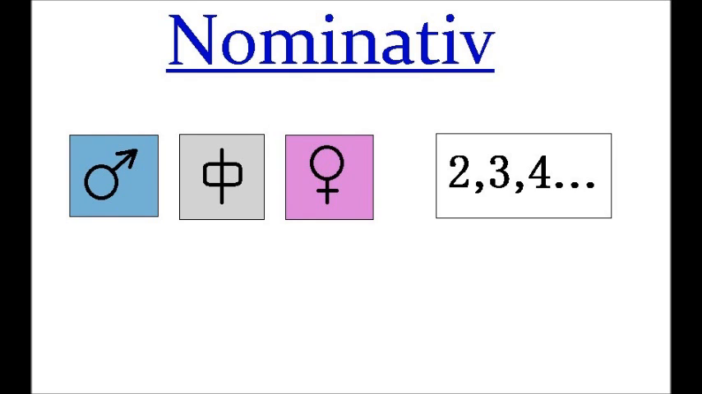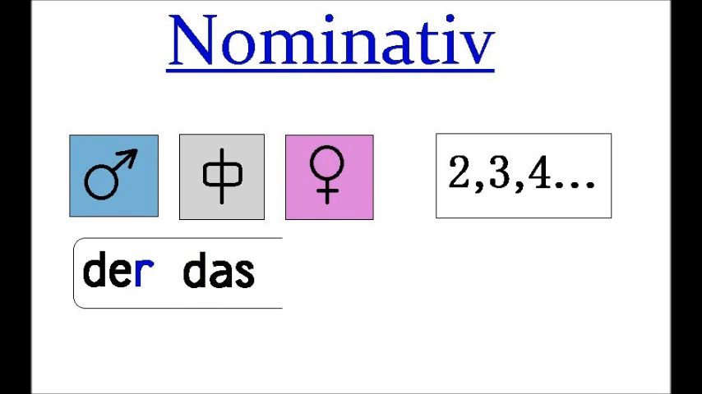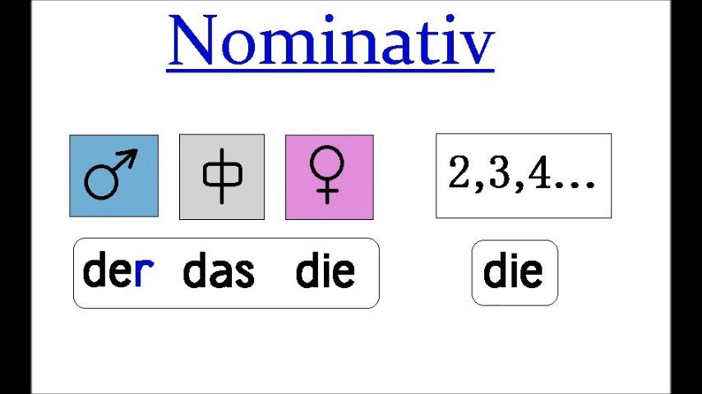So let's take a look at the subject case articles. I will start with the definite article. So in English, it would be the. The male article is der. The neutral article is das. The female article is die. And the plural article is also die.